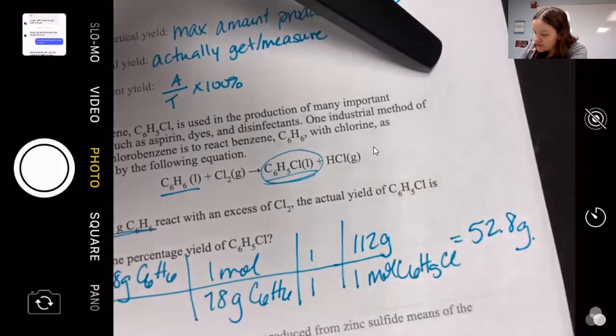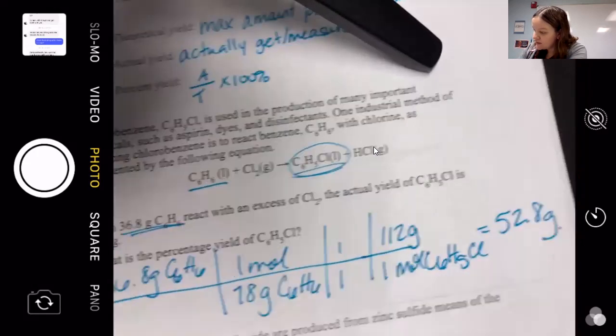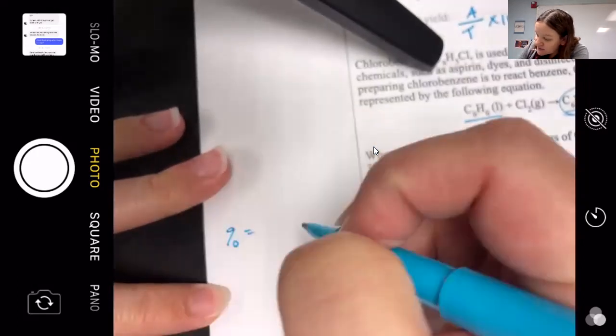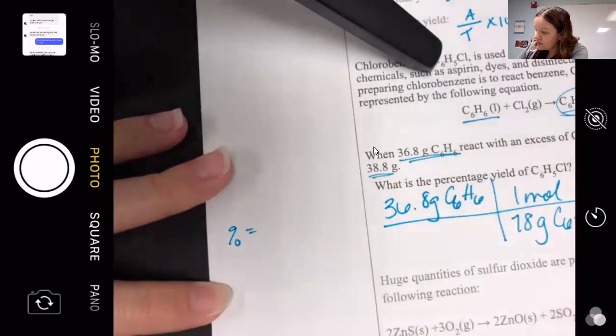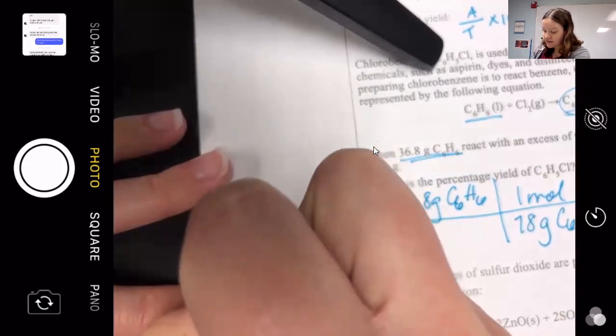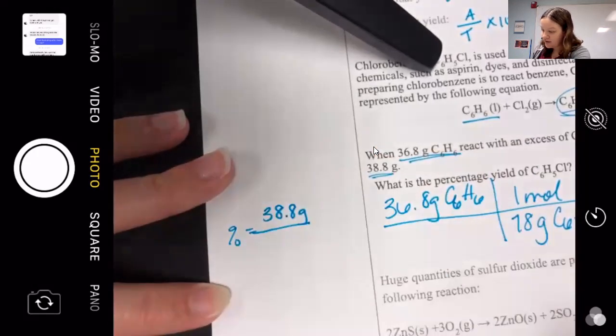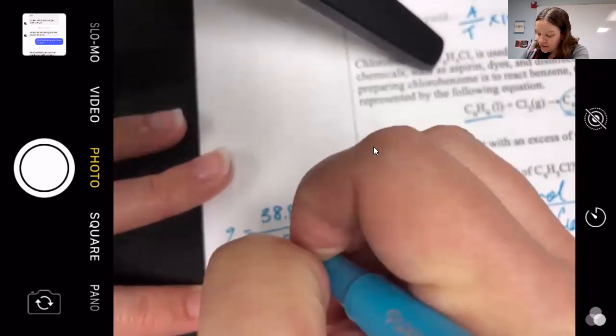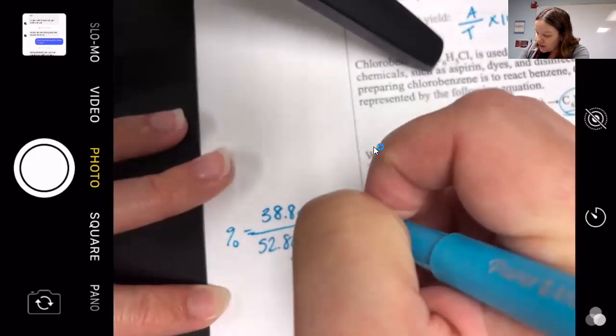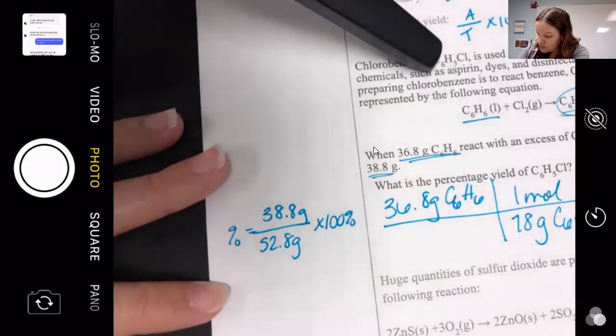Okay, so my percent yield is going to be the actual yield. And it tells me in the problem I actually get that 38.8 grams. So 38.8 grams over my theoretical yield that I just calculated, the 52.8, and multiply that by 100%. So I'm going to plug that into the calculator, 38.8 divided by 52.8. So that's going to give me a percent yield of 73.5%.